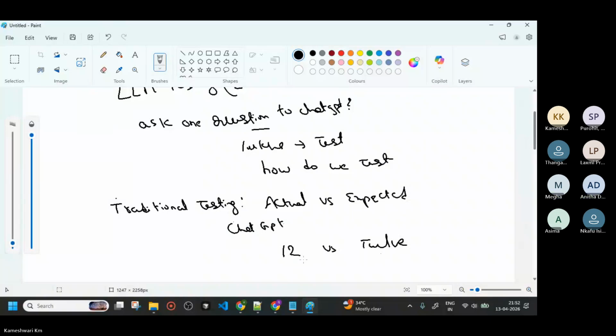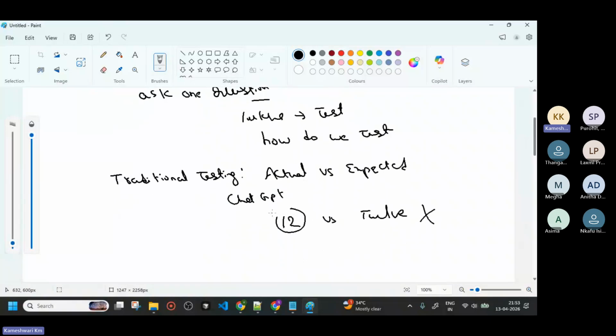Correct, sir. Yes, as a human you are saying it is correct, but ChatGPT will say it is a wrong output, because it is doing actual versus expected, and we have given the expected as 12 or something. Instead of 12, it is coming in letter format. It is correct in reality, but it is not accepting, because it is making a word-to-word match. So in that kind of situation, we are not going to go by what ChatGPT says; we need to validate whether it is correct or not. This kind of testing is LLM testing.